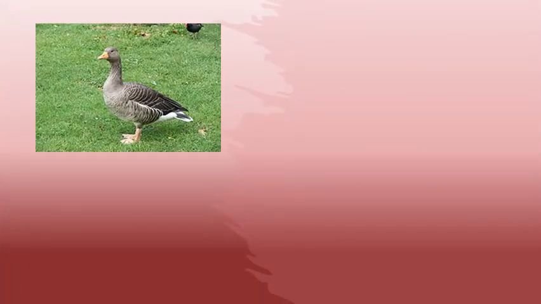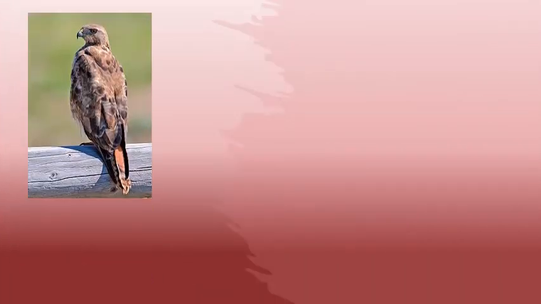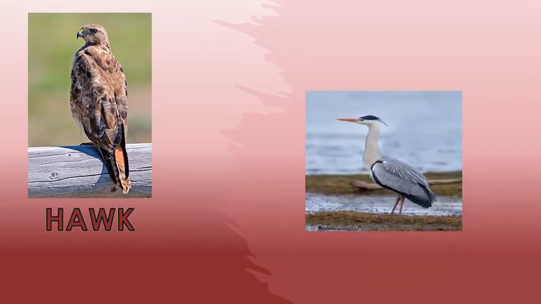See the next one. What is this? This is goose. This picture is gull. What is this? This is gull. Let's see the next picture. What is this? This is hawk. This is heron.